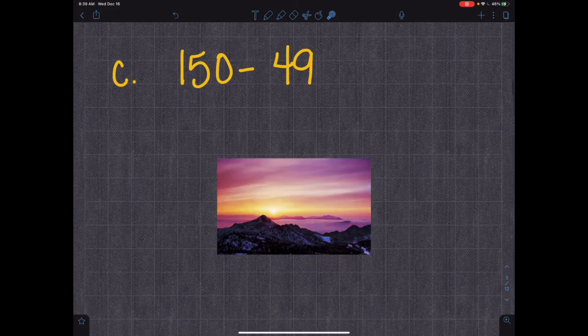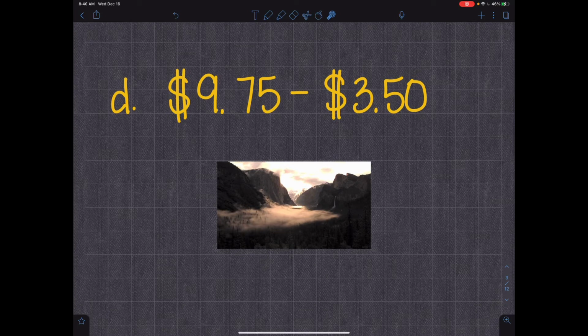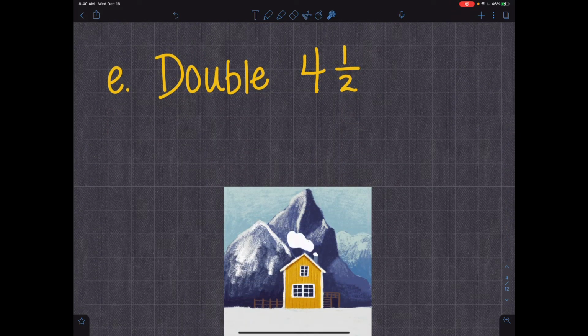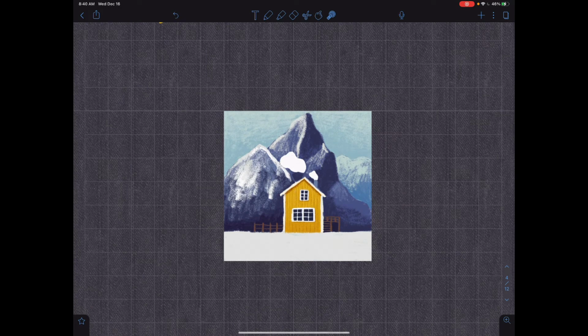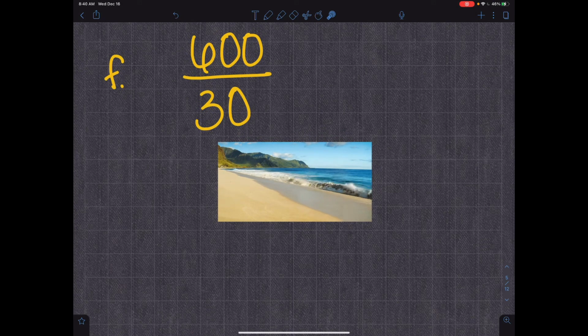C, I'm going through these quickly. 150 minus 49. What is it? D, $9.75 minus $3.50. What is it? E, what is 4.5 but doubled? Don't you like this cute little picture? I thought you would really like the yellow house. Okay, F, what is 600 divided by 30?